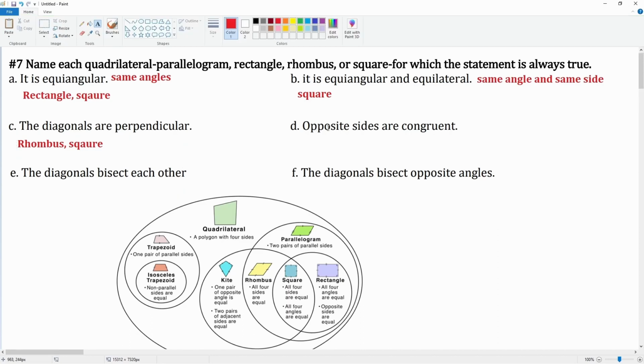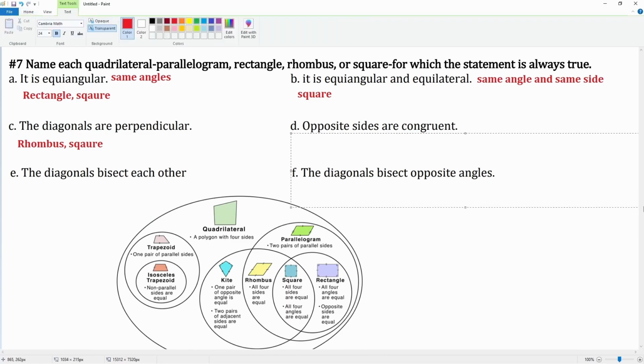Next, it says opposite sides are congruent. Well, that looks like it is true for a rhombus, a square, and a rectangle, and not for a general parallelogram, right? Because parallelogram includes a kite. So we can include the three under the parallelogram: a rhombus, a square, and a rectangle. Okay, the opposite sides are congruent.